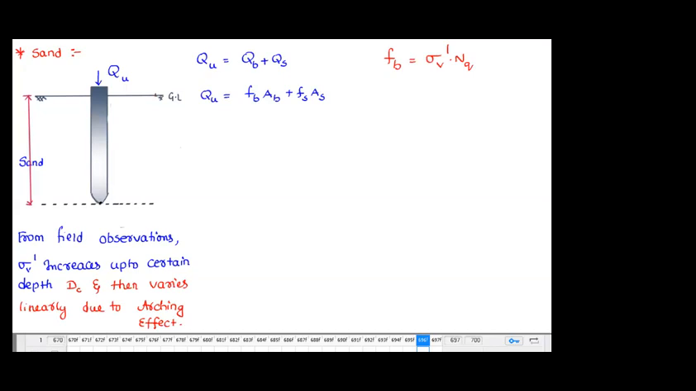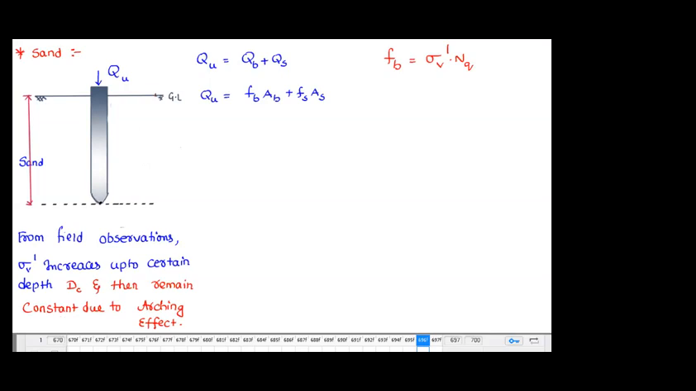Okay. So from the field observations, the vertical stress increases up to a certain depth and then varies linearly, and then remains constant due to arching effect. So what is meant by arching effect? So wait for that. First, let me draw that.